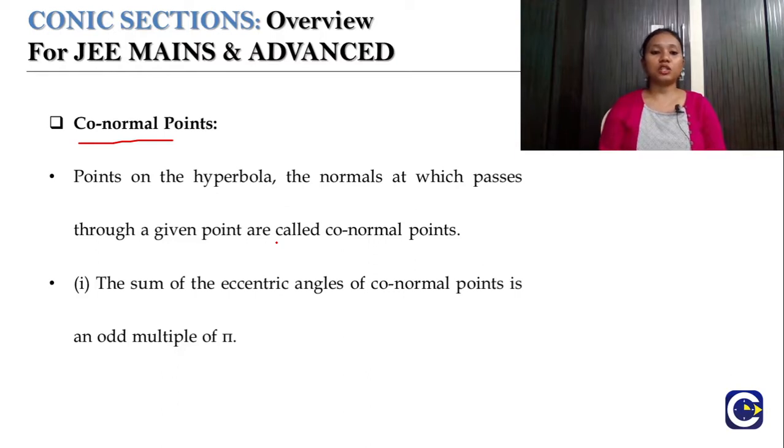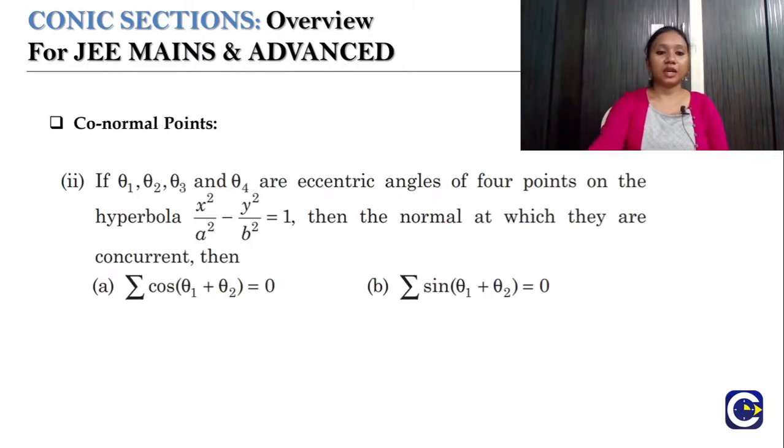So those points are called conormal points, and here there are some standard results related to the conormal points concept, right? The first point is that the sum of the eccentric angles of conormal points is an odd multiple of pi. You guys know what eccentric angles are. So the sum of eccentric angles of conormal points is an odd multiple of pi, right?